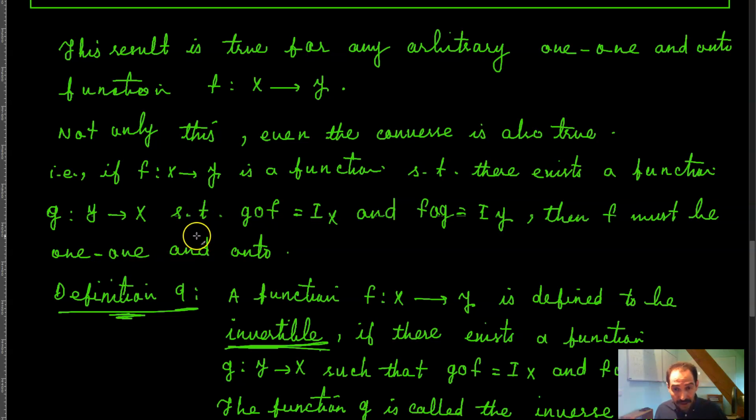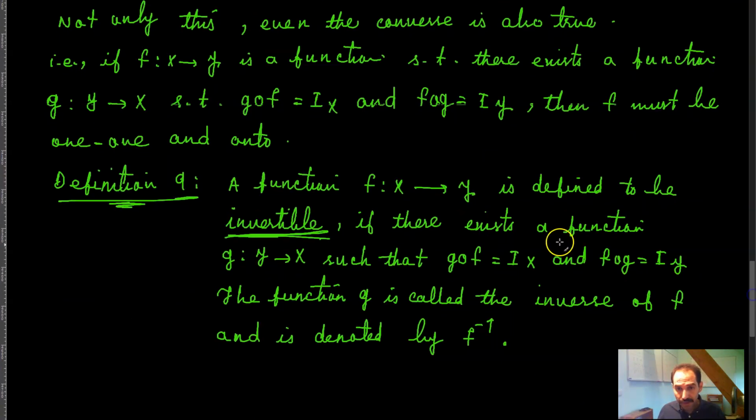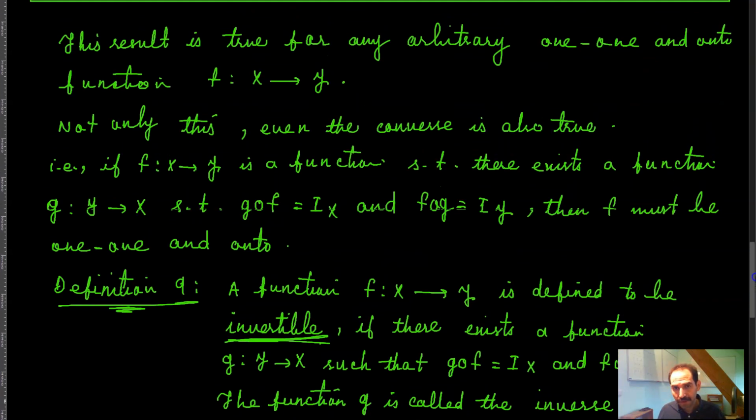Now the condition that we are using here for a function f to be invertible, we are saying that a function f from x to y is defined to be invertible if you can find the function g from y to x in such a way that g of f is I of x and f of g is I of y, meaning that g of f is the identity function on the domain of f and f of g is the identity function on the codomain of f.